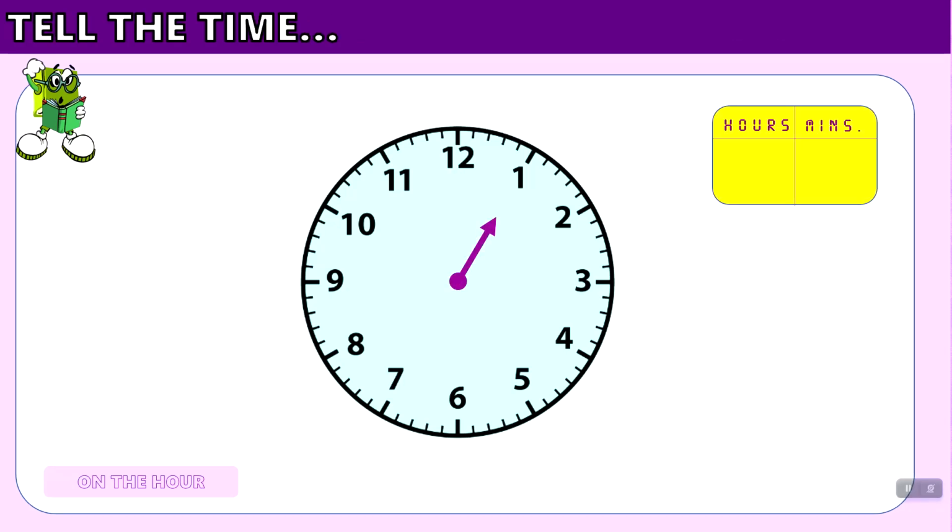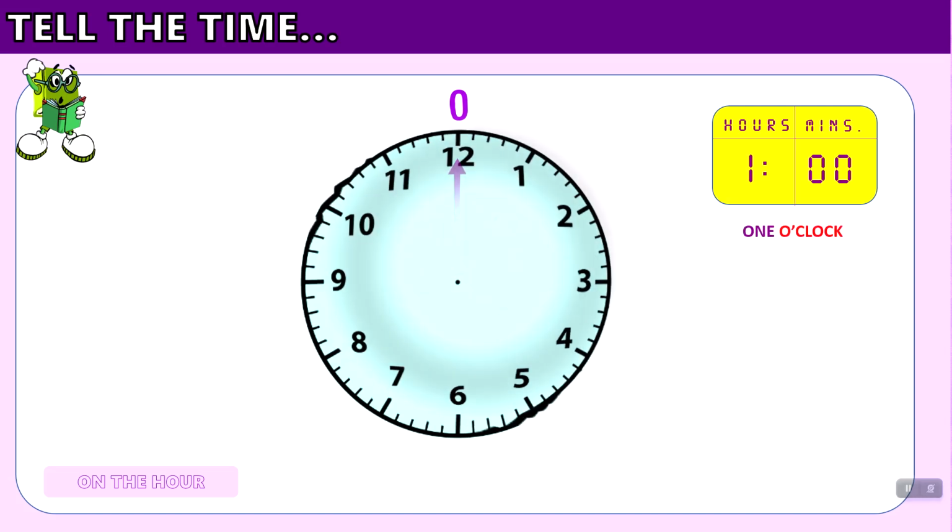The short hand, the hour hand, tells us the hour first. And so this short hand is pointing to the number 1, and so we know that it is 1 hour and something minutes. The big hand, the long hand, is on the number 12, which means it has not moved past 0 yet, and so it is 1 o'clock, 1 hour and 0 minutes.